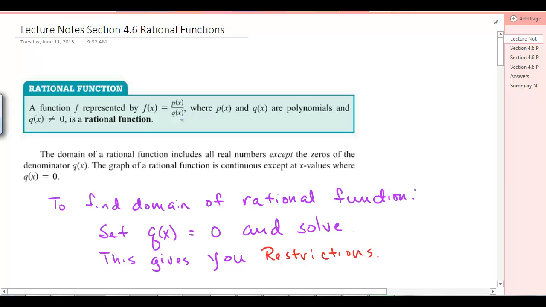The domain of a rational function includes all real numbers except the solutions of the denominator. That means anything that would make that denominator equal 0 will not be in the domain. So if you were asked to find the domain, you set the bottom equal to 0 and solve. That's going to give us the restrictions.